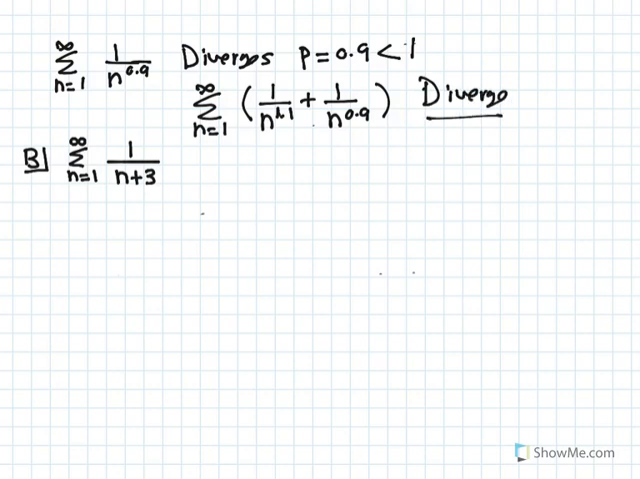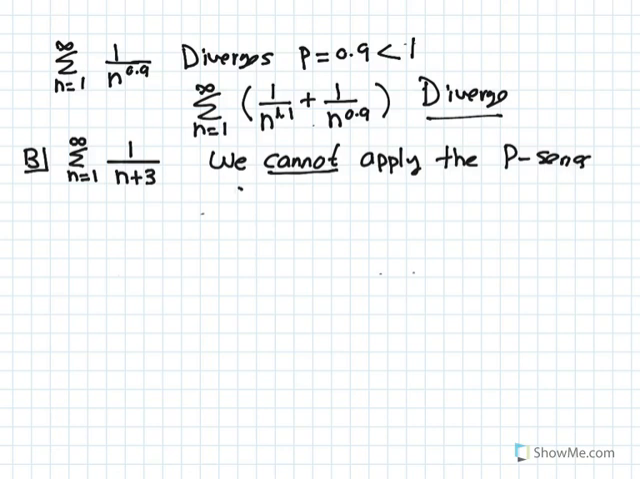Alright, part B. Here we have summation n equals 1 to infinity 1 divided by n plus 3. We can't apply the p-series directly. Why is that? The reason is because we don't have the pattern of a p-series. The p-series pattern is 1 divided by n to the p. Here we have 1 divided by n plus 3. So we can't apply the p-series directly.